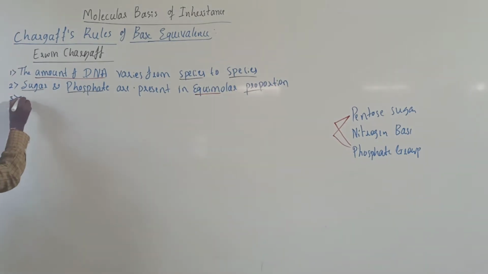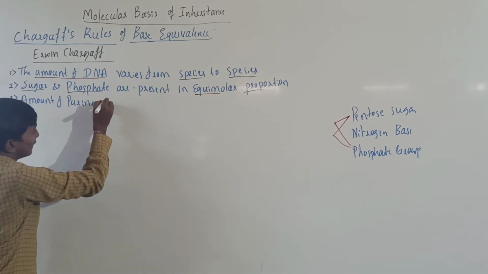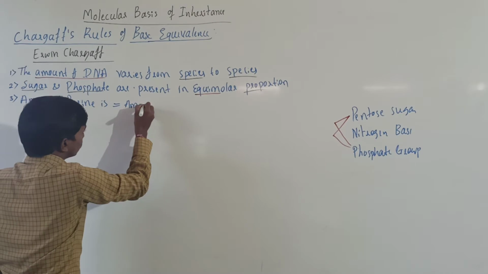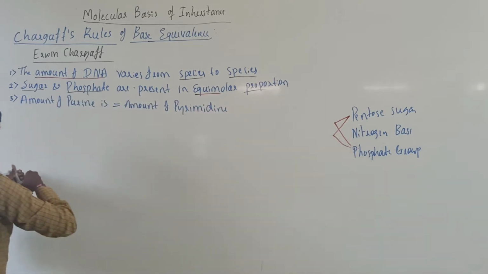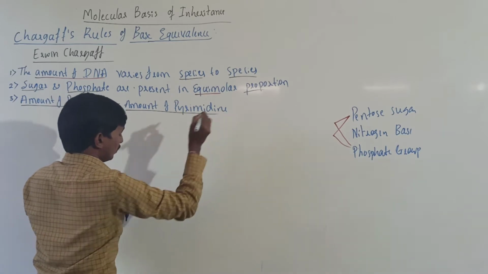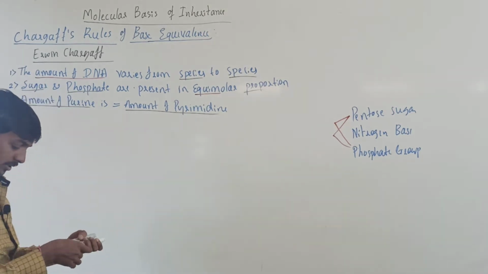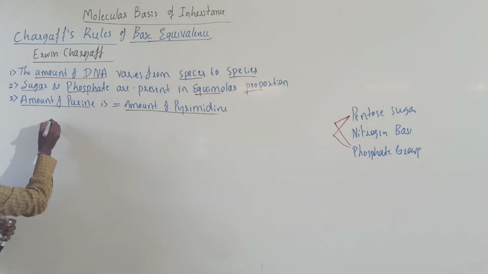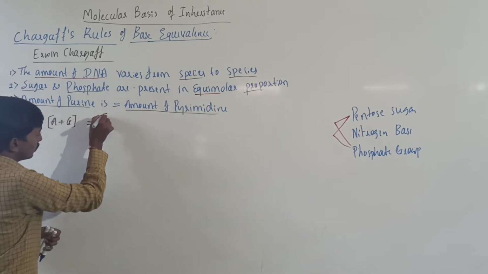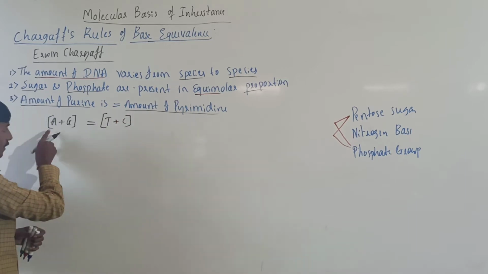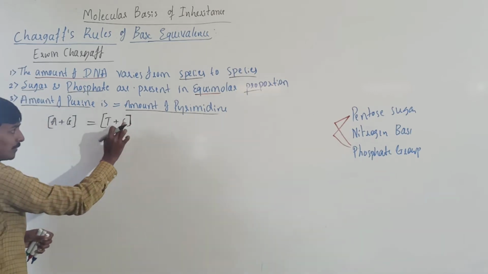Third rule is very much important here. Third rule is the amount of purine is equal to the amount of pyrimidine. We have seen that purines are adenine, guanine, and pyrimidines are thymine, cytosine. So A plus G is always equal to T plus C. Adenine, guanine are the purines, thymine, cytosine are the pyrimidines. So always the amount of A plus G is equal to T plus C.